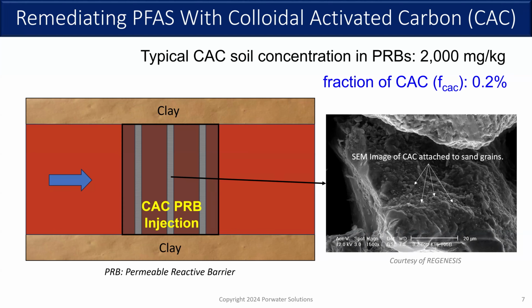When we're designing these barriers, the typical target concentration after injection is 2,000 milligrams of CAC per kilogram of soil. That's the target we're trying to shoot for. It corresponds to what we call a fraction of CAC, or FCAC, of 0.2%. It's the same idea as FOC; we just call it FCAC because now colloidal activated carbon is the fraction we're interested in.